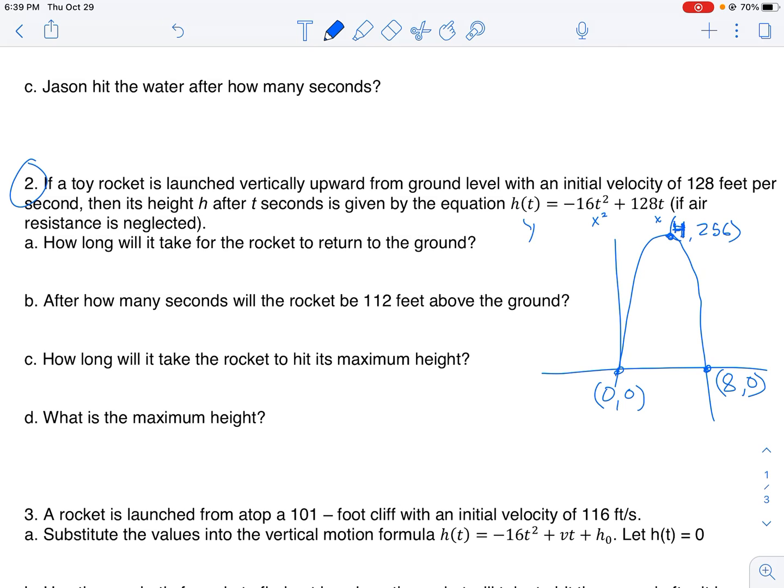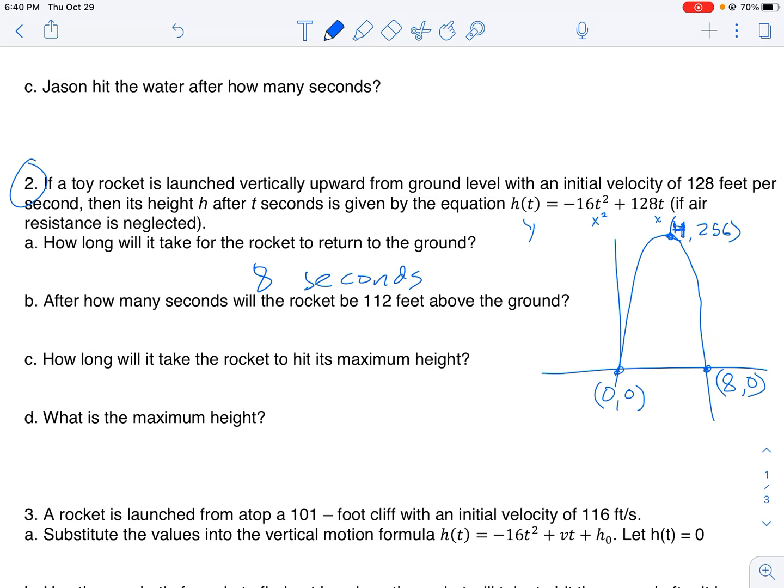So how long will it take for the rocket to return to ground? Well, it starts at a height of 0 at 0 seconds and then hits the ground, being a y value of 0 again, when x is 8, meaning the time is 8. Because it's asking how long, it's just going to be 8 seconds, because that's when it hits the ground at a height of 0.